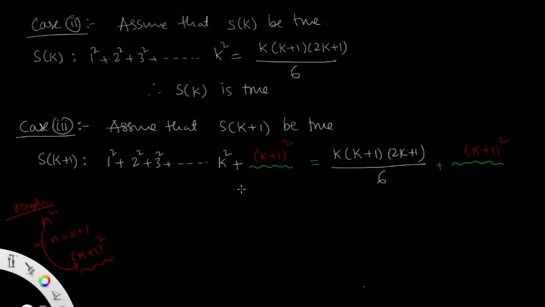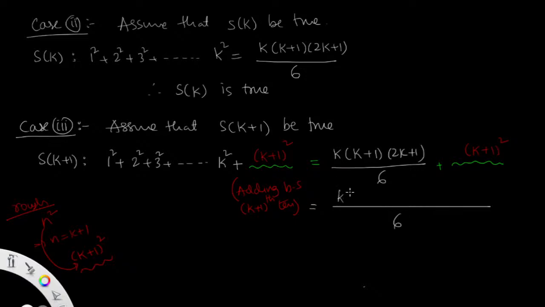This is adding both sides the k plus 1th term, k plus 1 whole square. So that is why we add k plus 1 whole square on both sides. This total expression, this given statement, will now be converted in terms of k plus 1. Now simplify, taking the LCM as 6.